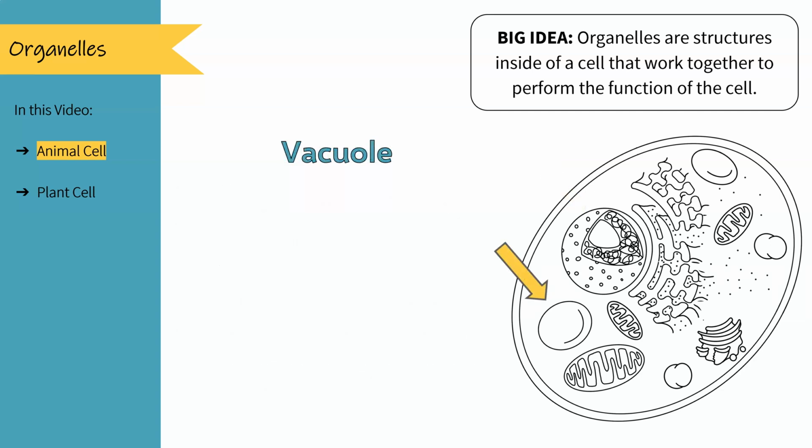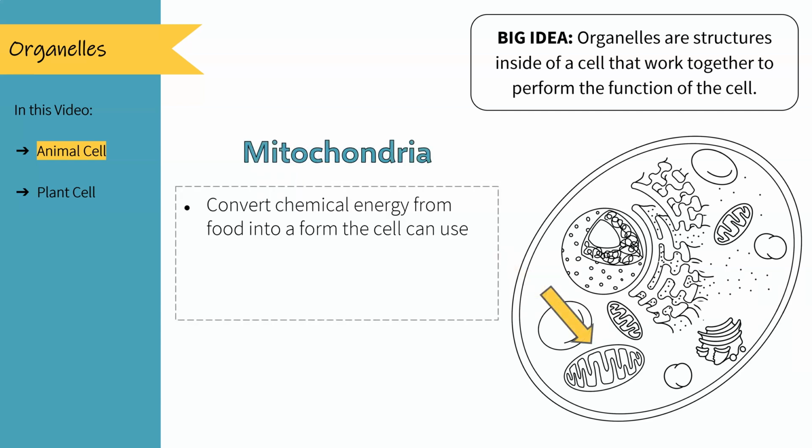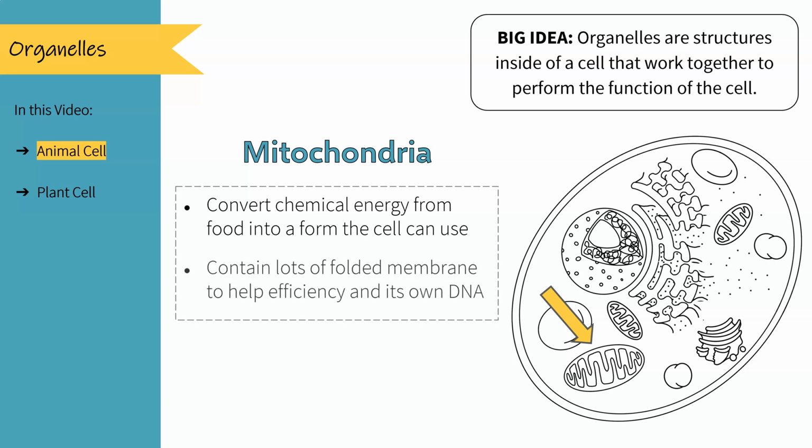Next, we have a vacuole, which we'll talk about more with the plant cell. Mitochondria convert the chemical energy from food into a form that the cell can use. You might have heard them called the powerhouse of the cell.